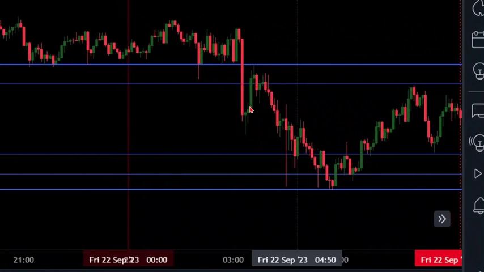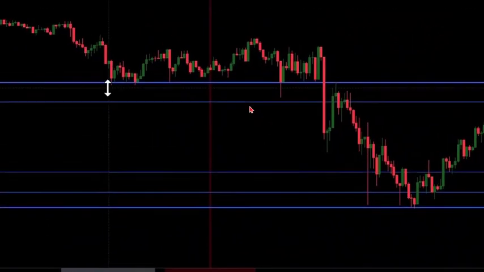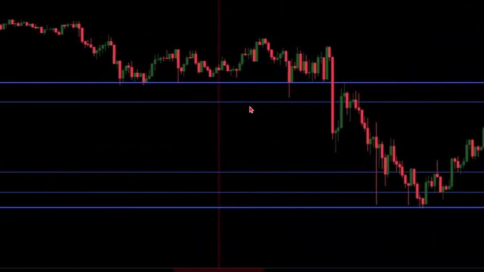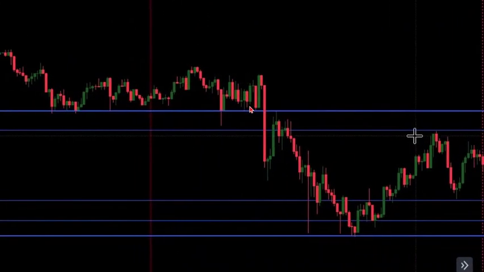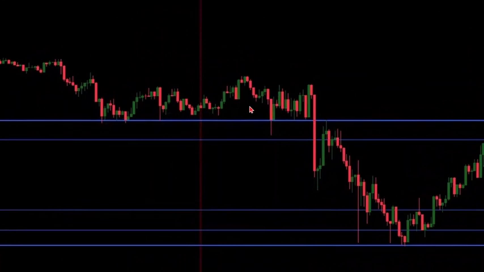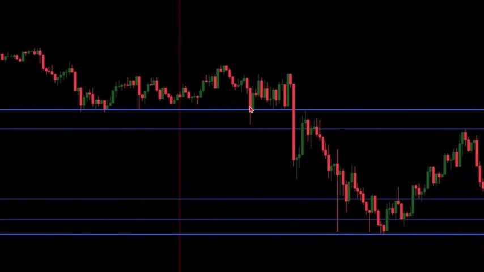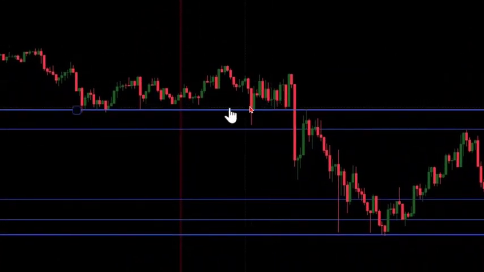Okay, so what do we have here? We have a mitigation block. You see that right there? What do you see the mitigation block at? Go to the right. That huge red candle. Go to the right, to the left, to the left, right there.